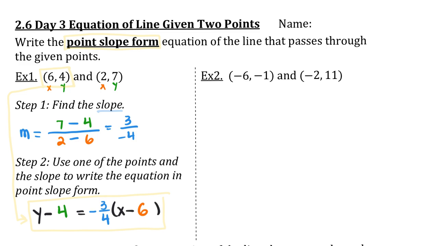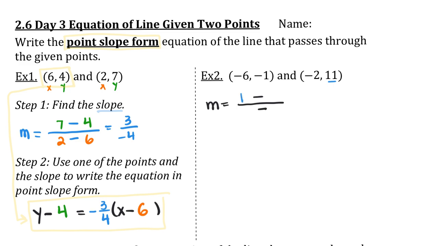It's the same steps, just without the scaffolding. Okay, so they've given me 2 points. So for point slope form, I need a point and a slope. They didn't give me the slope, so let's do the slope first. M equals y minus y.